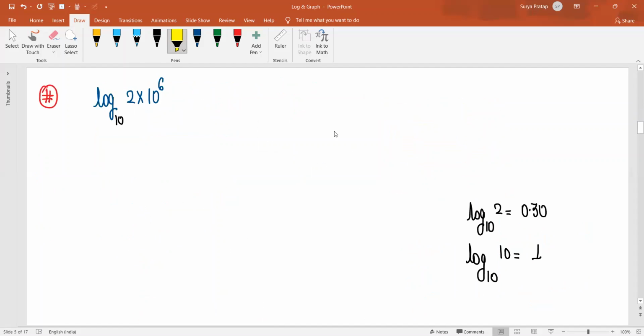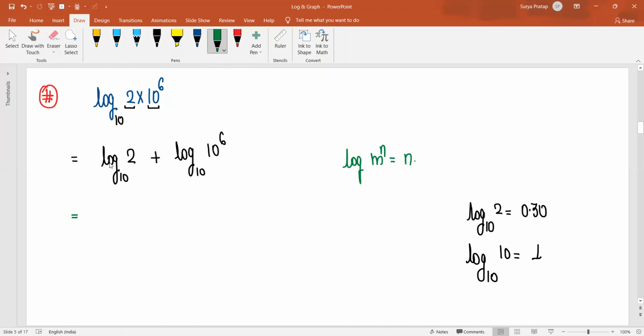So on the basis of this approximation and using the formula, can you please calculate the value of this? If you look at this, I can break these two terms as log of m times n. The formula for log of m times n is log m plus log n. So this is log base 10 of 2 plus log base 10 of 10 raised to the power 6. Now the log 2 value is clearly defined here, which is 0.30, but the value of log of 10 raised to the power 6 is not clearly given. So I can apply the formula for log m to the power n, which says it is n log m.